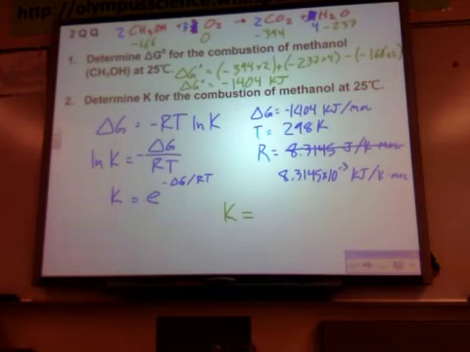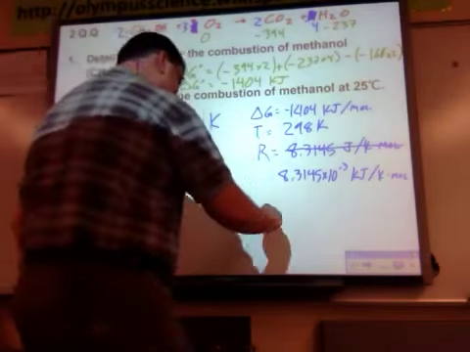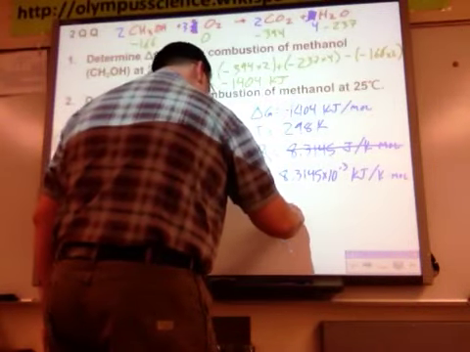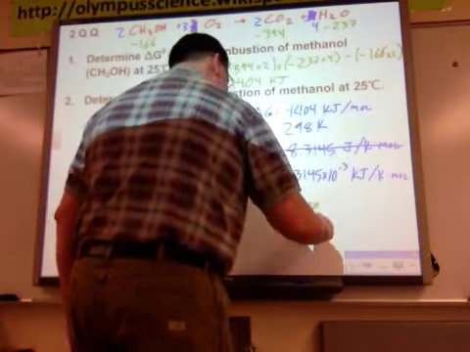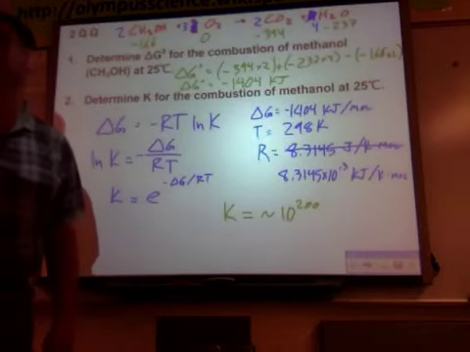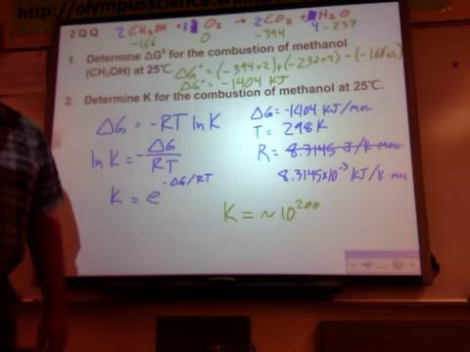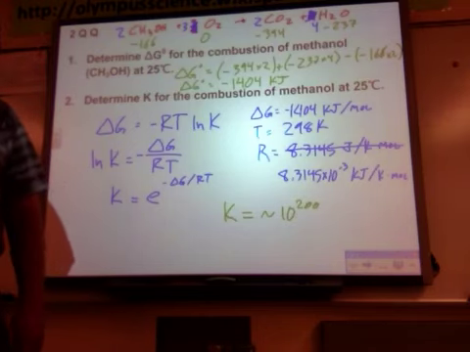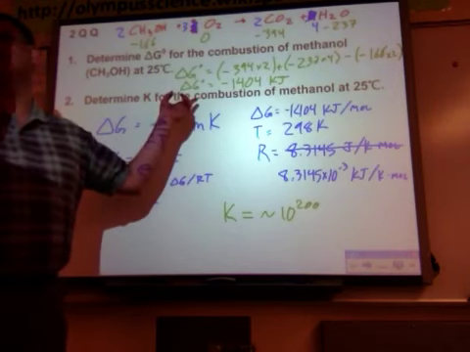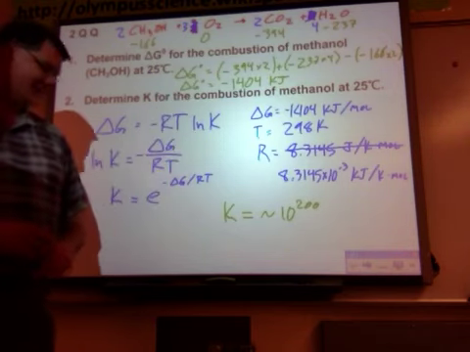This calculator won't even give me a number to go with that. I typed that in there and it spat out an overflow error. It's too big a number for this calculator to deal with. So K equals approximately 10 to the 200th. So it's exceptionally large. It's very, very, very large. Which, you know, this reaction goes to completion, so we ought not to be surprised by that.